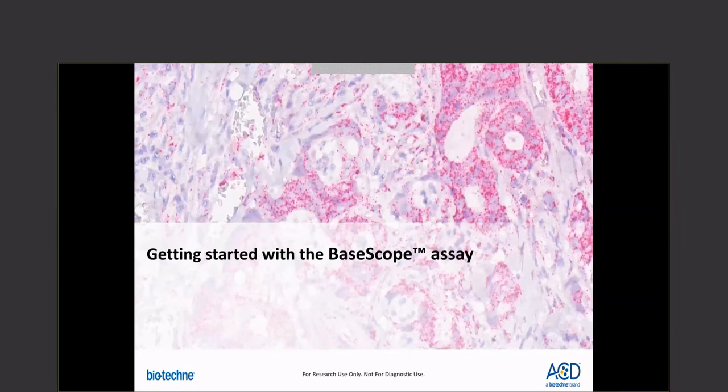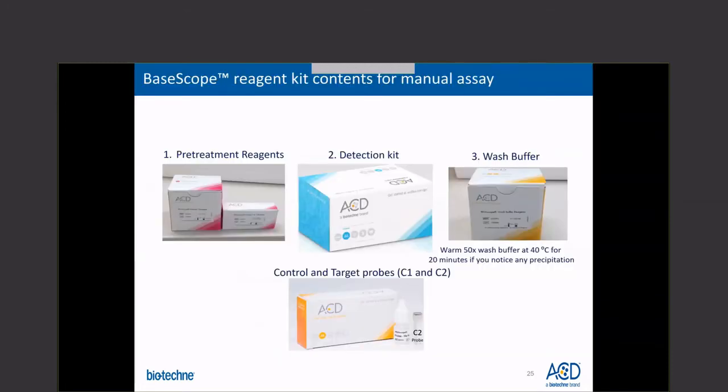Let's now take a look at a few things that you would be needing to run a BaseScope assay. This is the standard RNAscope kit configuration, which includes the necessary pretreatment reagents, the detection kit of choice, and wash buffer. The probes are not shown here.